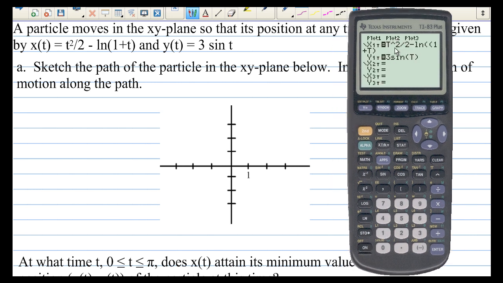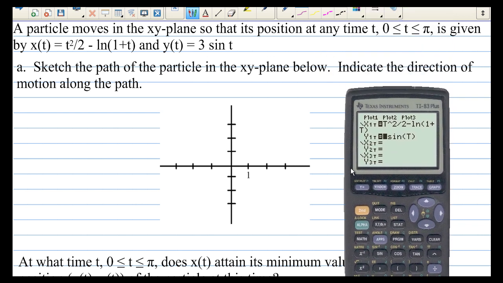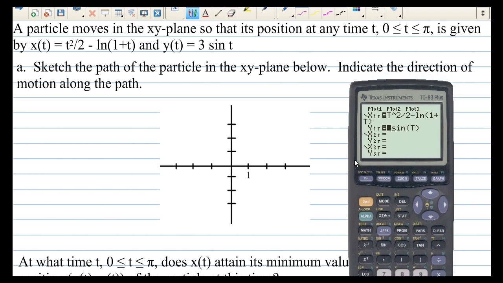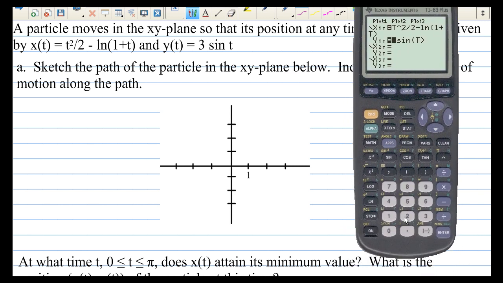We have t squared over 2 minus natural log of 1 plus t. Looks like I have an extra parenthesis. I don't know if it'll really matter, but let's get that out of there. We'll delete that extra parenthesis. And the other one is 3 sine of t. So we're going to use our calculator to sketch this, and we'll pay attention to the direction that it's following. So let's graph it.